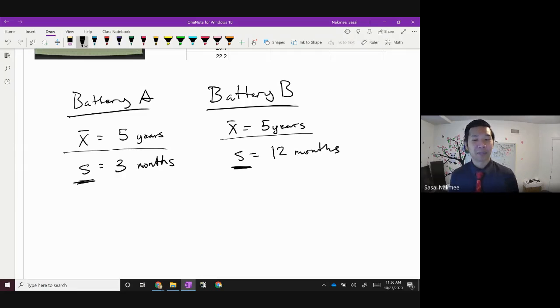They both cost the same. That is correct. The only difference is this standard deviation. Which battery would you pick? Would you go with battery A, or would you go with battery B? Which battery would you pick? Calvin's saying battery A. Do you have a reason why?